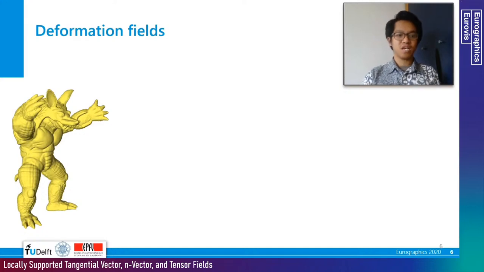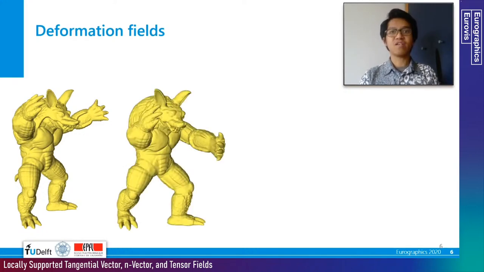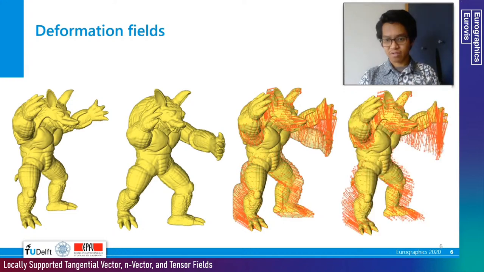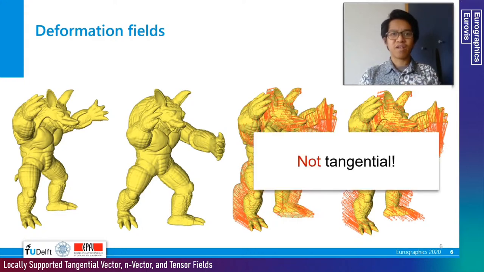In deformations, the difference between one configuration to another is governed by deformation fields. And one might think that we could just simply use the same technique for tangential vector fields. But the problem is, deformation fields are not tangential. So new constructions of spaces for tangential fields are needed.